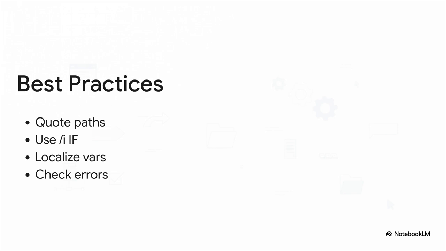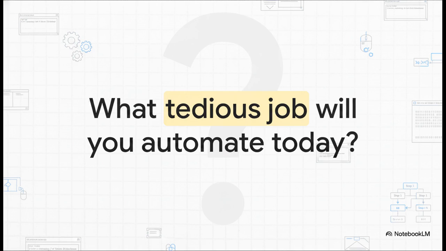Third, keep your variables localized using setlocal and endlocal so your script's memory doesn't permanently pollute the main Windows environment. And finally, always check those error levels immediately after execution. You now understand the true anatomy of a command shell script. It's time for you to explore the Windows commands reference and start automating your world.